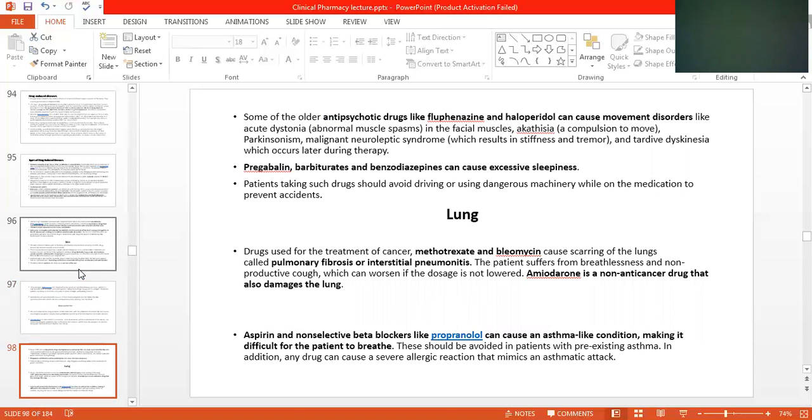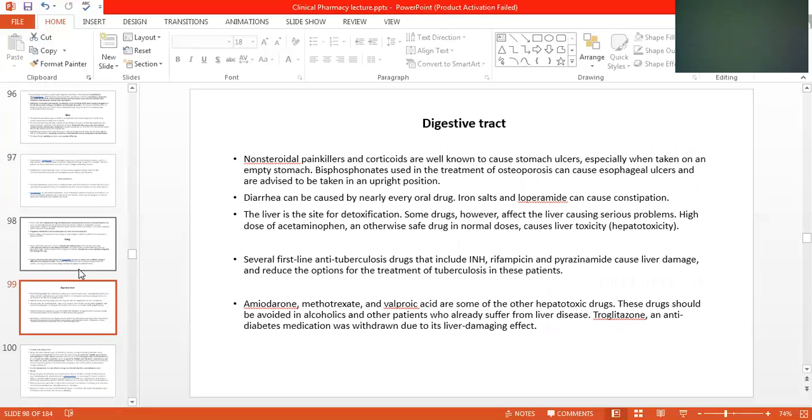Then we have seen lung diseases caused by drugs, like the anti-cancer drugs methotrexate or bleomycin, which cause pulmonary fibrosis. Aspirin causes GI ulcer, and propranolol causes asthmatic-like effects. So we have discussed a lot of things. Then we have seen the digestive tract, in which certain drugs, non-steroidal painkillers, cause ulcer in the stomach.